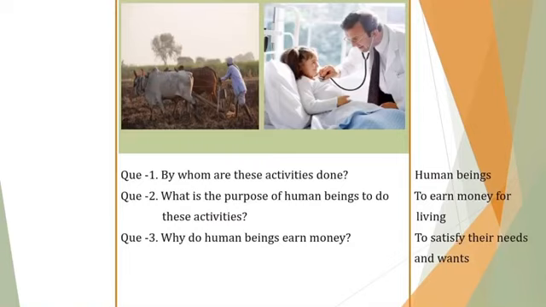Question number 1. By whom are these activities done? Student answer, human beings. Question number 2. What is the purpose of human beings to do these activities? Student answer, to earn money for living. Question number 3. Why do human beings earn money? They will answer, to satisfy their needs and wants. These three questions go from simple to complex, and are zigzag questions.